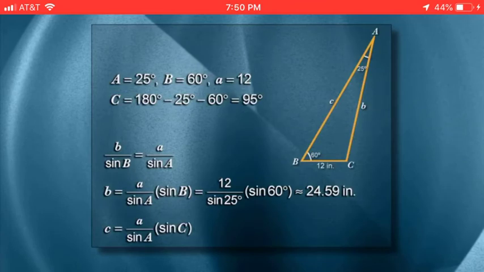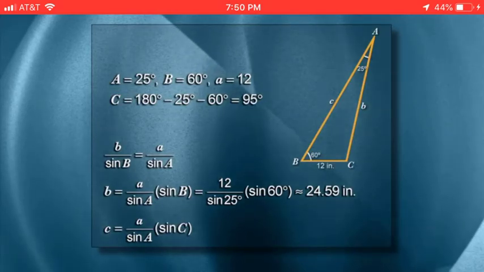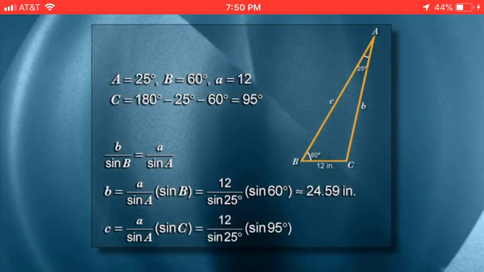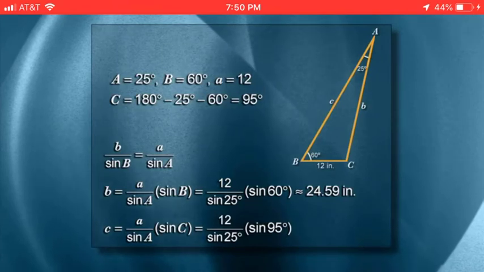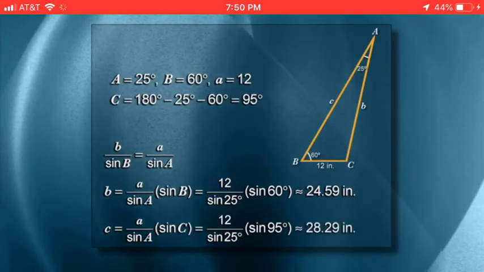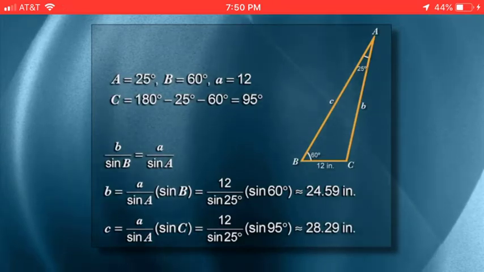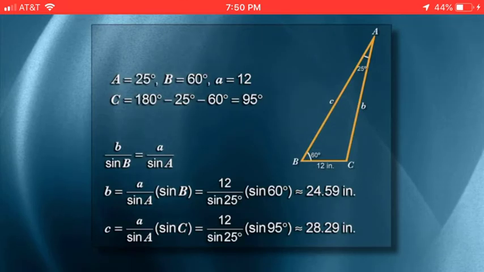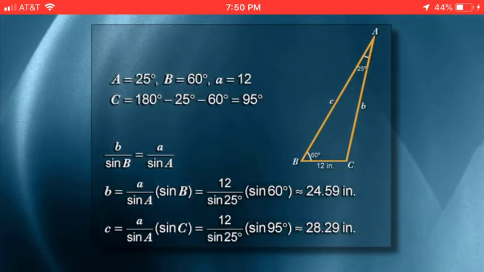And then you do the same for side c: a over sine A times sine C. Plug in the numbers, 12 divided by sine of 25 times sine of 95. Punch it on your calculator. You obtain about 28.29 inches. And we've solved this triangle approximately. We have to deal with approximations in this lecture and the next. And you see that we have all three sides and all three angles.